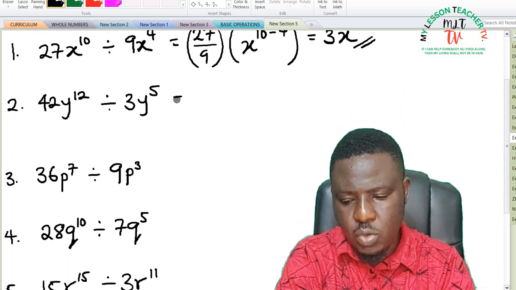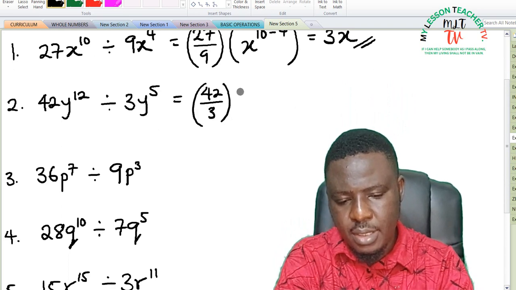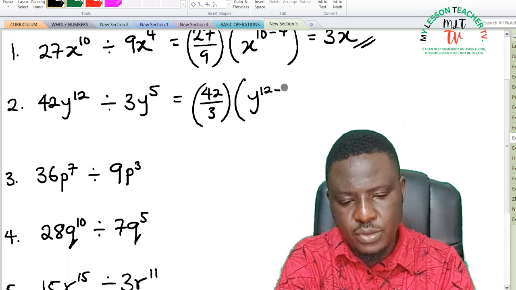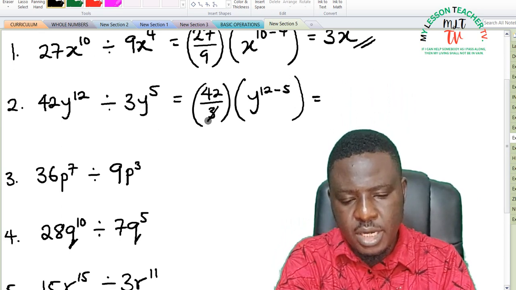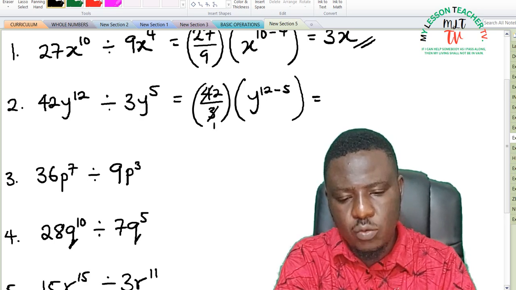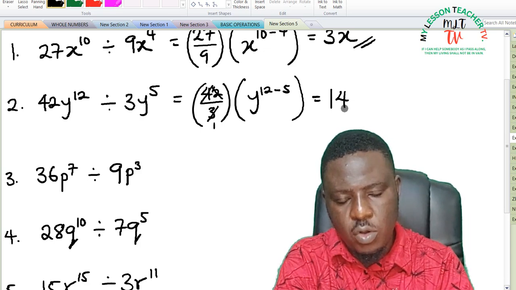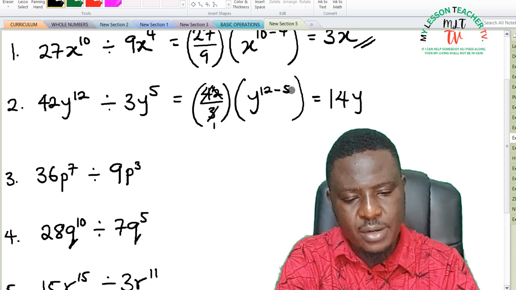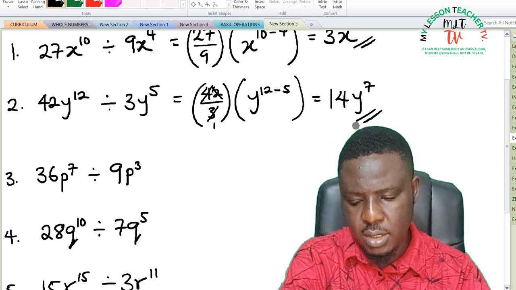Question 2 is equal to 42 divided by 3 times y raised to the power of 12 minus 5. This is equal to 3 into itself is 1. 3 into 4 is 1, remainder 1. This becomes 12. 3 into 12 is 4. So this is 14y raised to the power of 12 minus 5 is 7. So this is your answer.